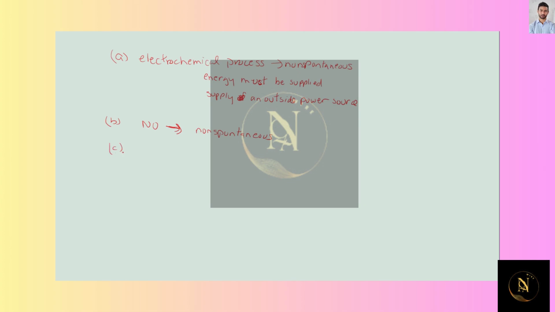Question C says, what process occurs at the anode in the electrolysis of molten sodium chloride? So I have liquid, molten sodium chloride, and I want to know what process occurs at the anode. Remember that oxidation is what occurs at the anode, so I'm looking for the oxidation reaction.